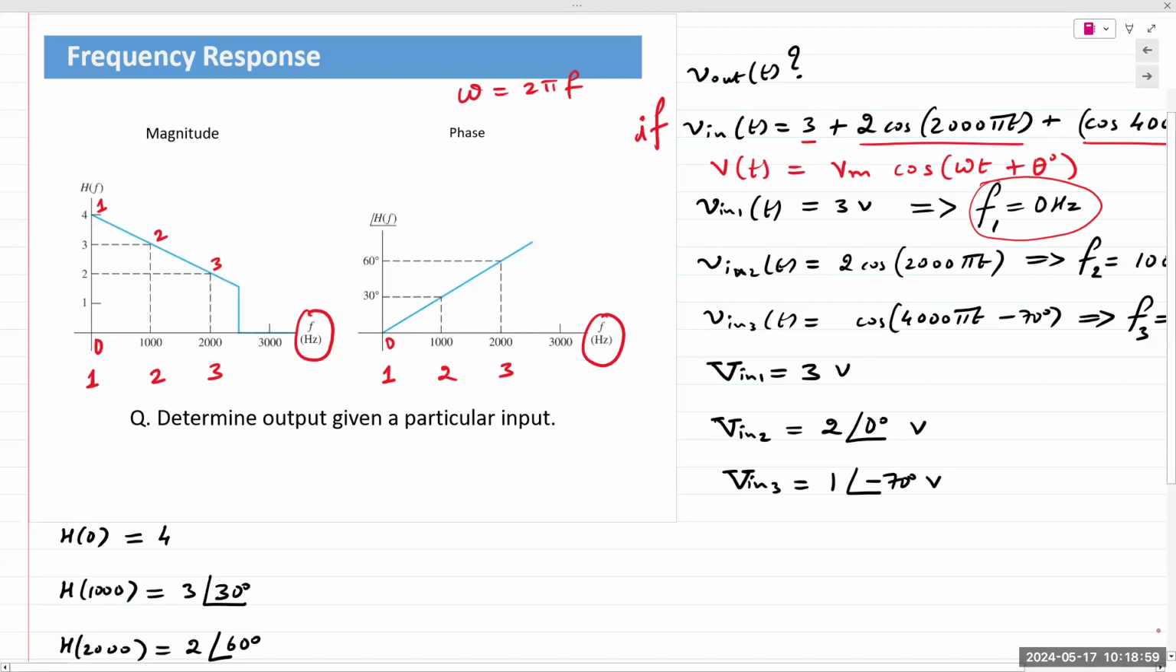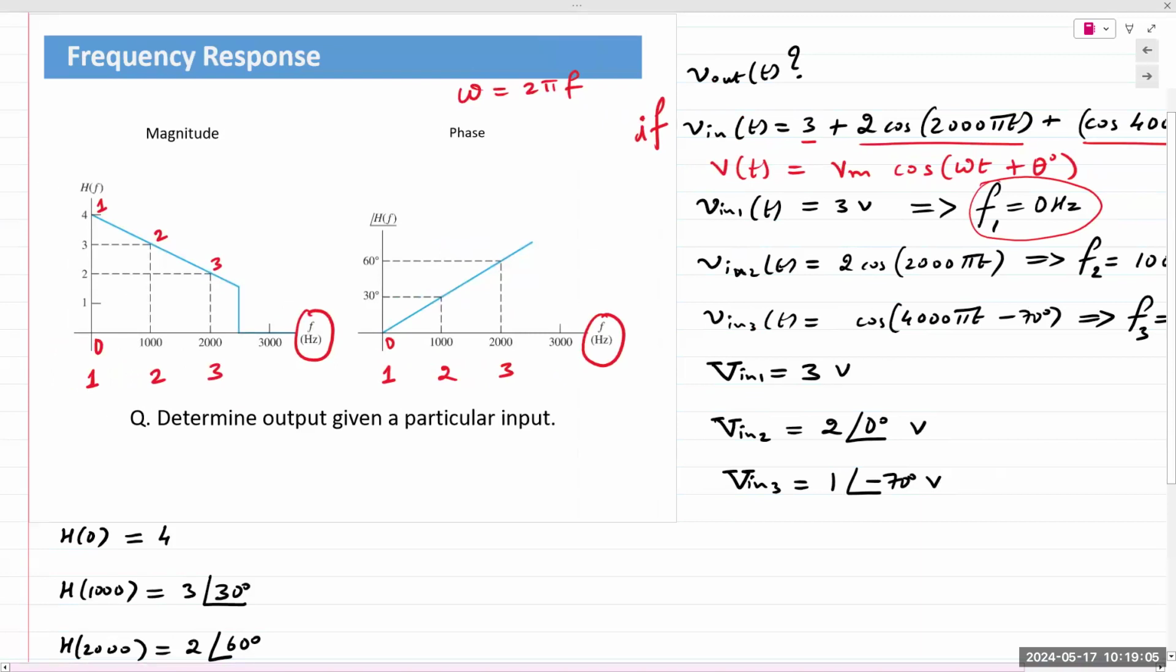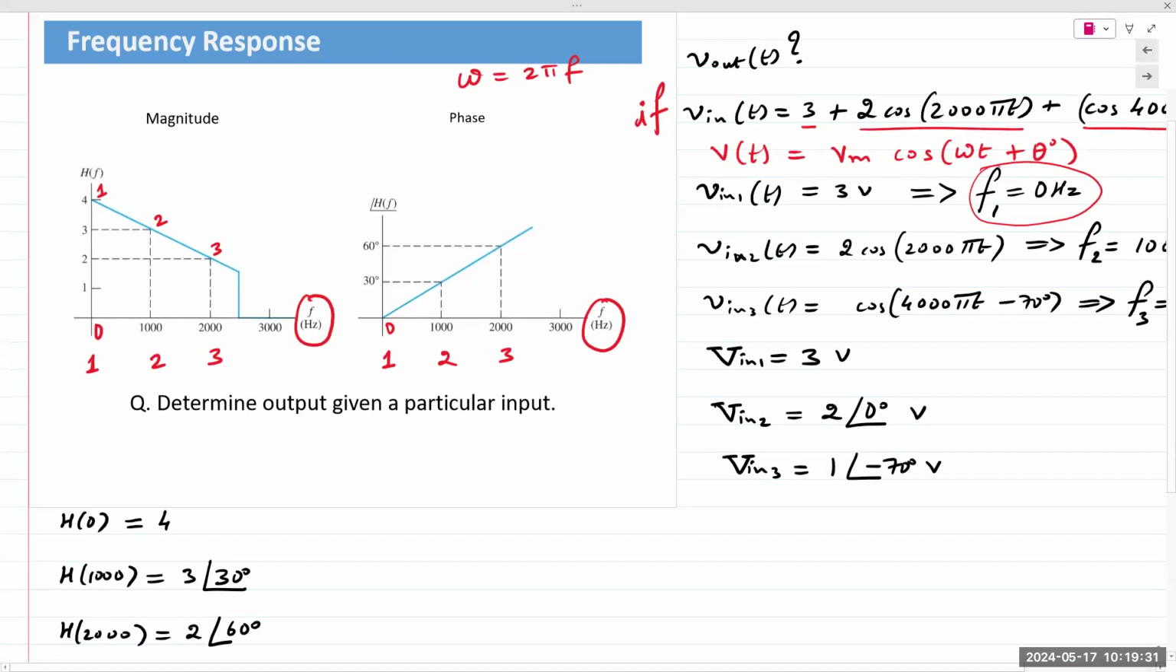So f1, f2, f3 are, sorry, not 10, 100, and 1000. Mixing up two problems. 0, 1000, and 2000. So f1, f2, f3 are 0, 1000, and 2000. We find the value of the magnitude and the phase at those 3 frequencies and directly write down the transfer function at those 3 frequencies. So H of 0, H of 1000, and H of 2000. And that's what we have noted down here. Okay. Let's take a 10-second pause. Think over that. Let me know if you have any questions.